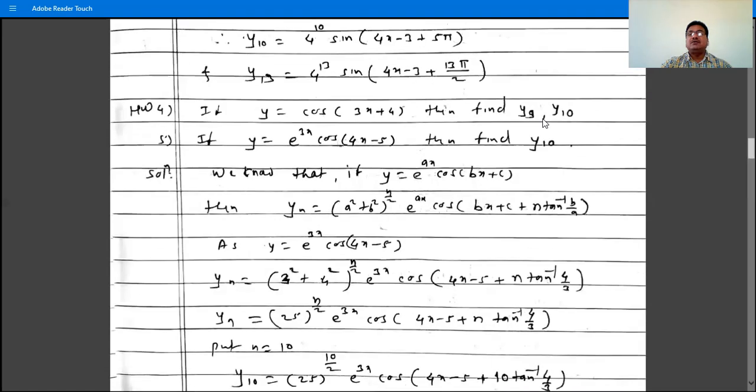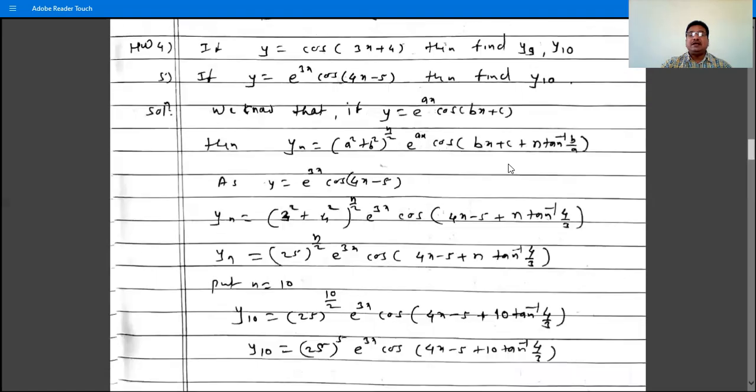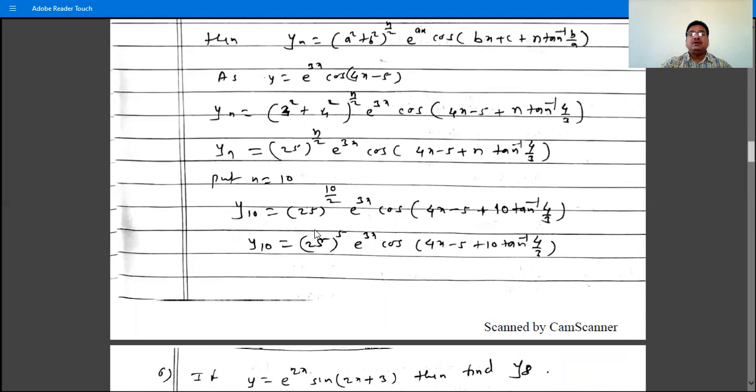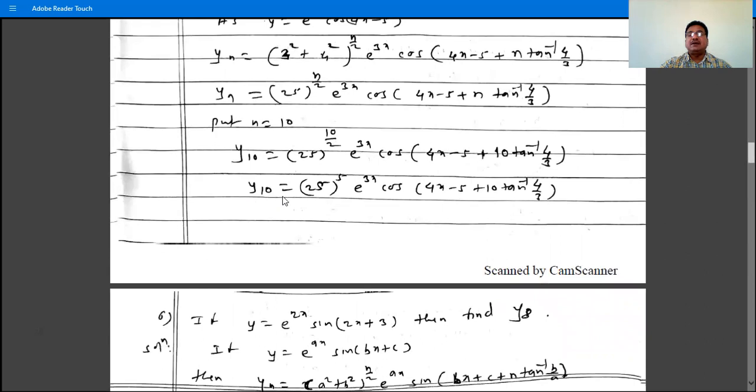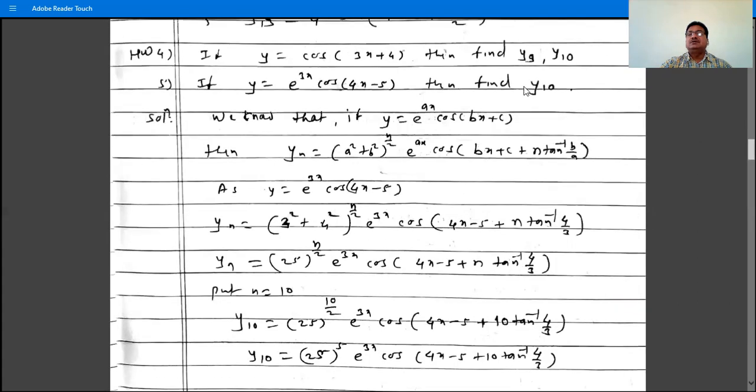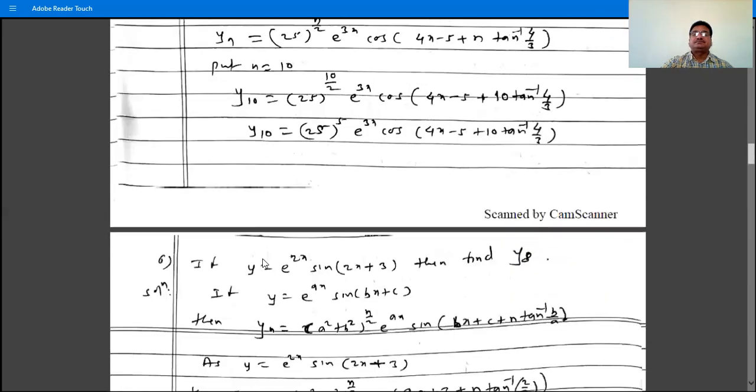Substitute n as 10 because we have to find y10. So y10 is what? 25 raised to 10 by 2 means 5. Next step, e raised to 3x cos 4x minus 5 plus 10 tan inverse 4 by 3. So this is the answer. y10 is 25 raised to 5 e raised to 3x cos 4x minus 5 plus 10 tan inverse 4 by 3. So similarly, you can find y9.